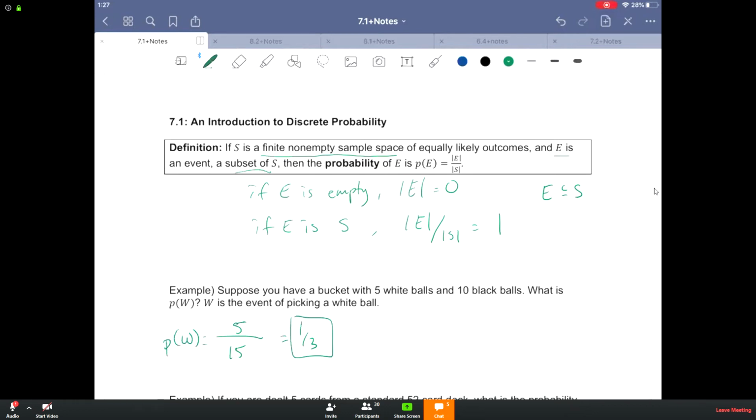And with probabilities, you can just leave it as a fraction. You don't have to divide them or put them as a percent. Fractions are okay.